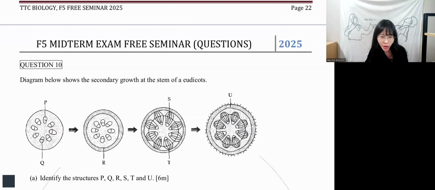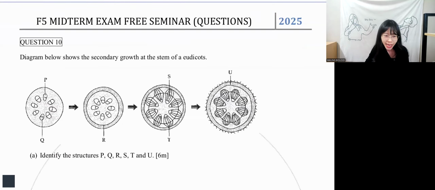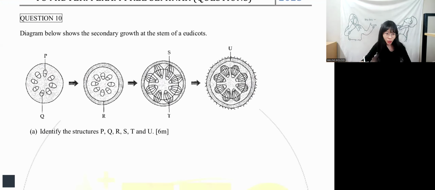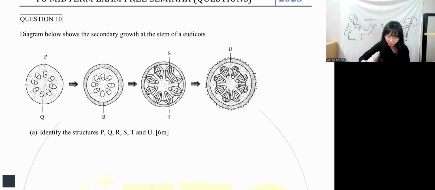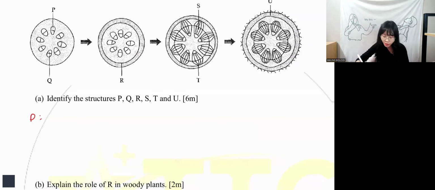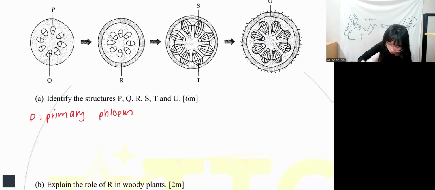The diagram below shows the secondary growth of the stem of a dicot. Identify structures P, Q, R, S, T, U. Okay, we will look at P and Q first. Easiest to label are P and Q. What do you think P is? P is outside, right? What phloem is this? Missing one word in front. What is the word that we have to use? Very good. Primary phloem. What is Q? Q is the inside part. Very good. Primary xylem.